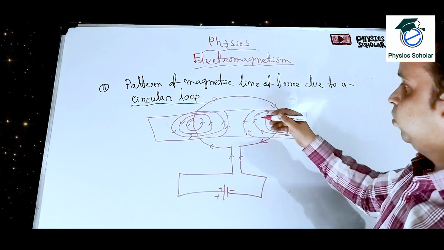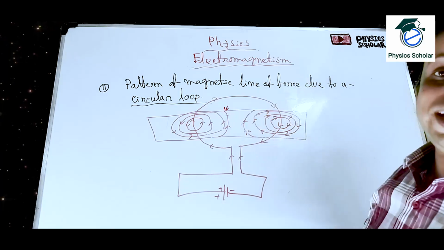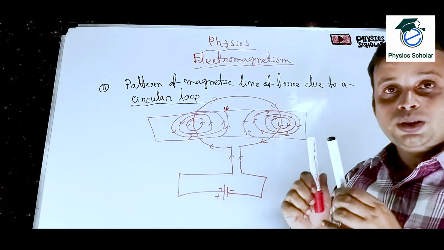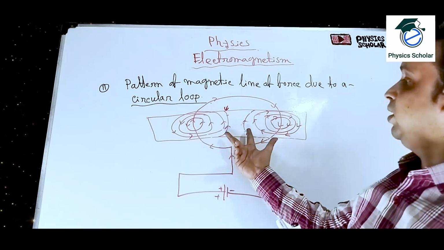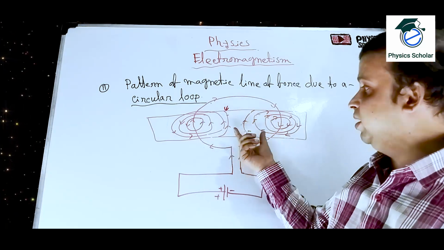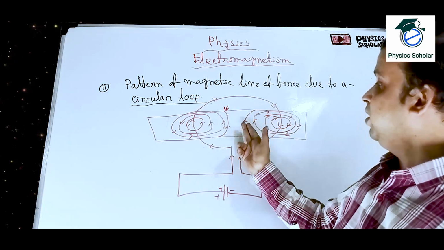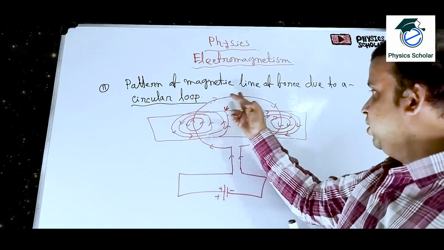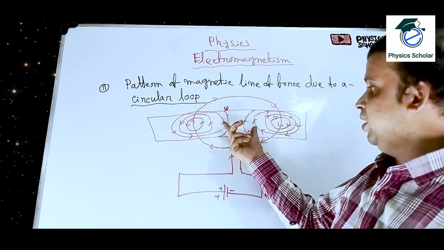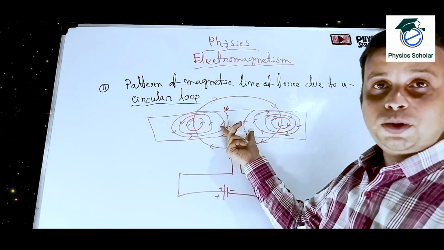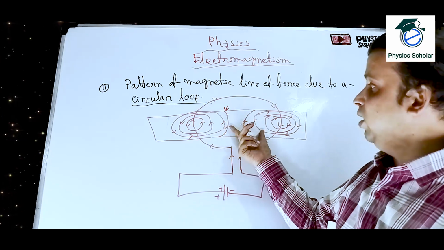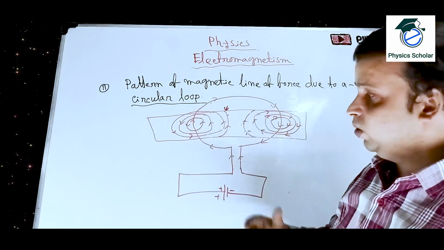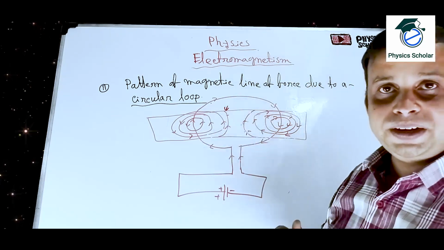That means here we can have a uniform magnetic field. If the magnetic lines of force are parallel to each other, then we can get a uniform magnetic field. So towards the middle of the board, due to the current flowing through this circular loop, the magnetic lines of force will be almost parallel to each other, and we will have a uniform magnetic field. So here we will get a uniform magnetic field.